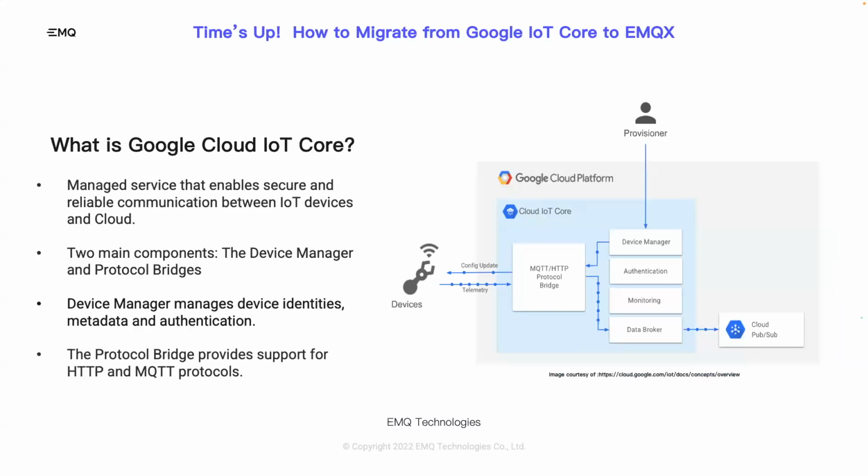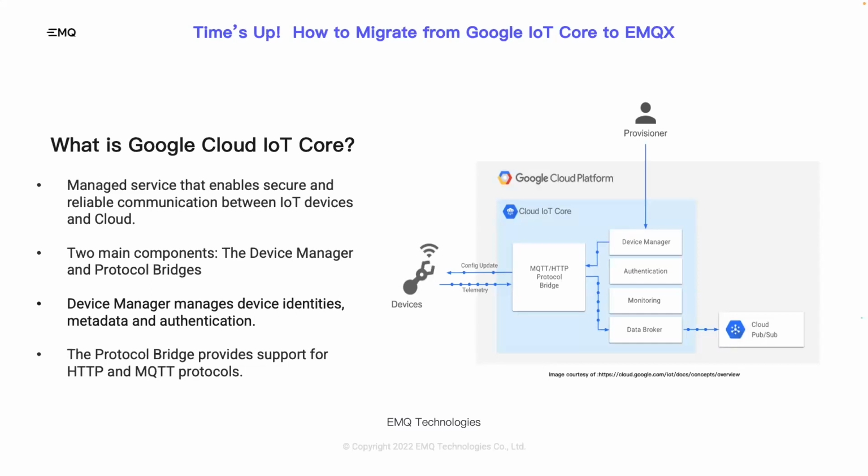So we'll start with what is Google IoT Core? Probably the reason why you're here today. Google IoT Core is a fully managed service that enables secure communication between IoT devices and the cloud. For the most part, Google Cloud, right? That service has two main components: the device manager and protocol bridges. Starting with the device manager, it handles authentication, monitoring, and acts as a data broker.